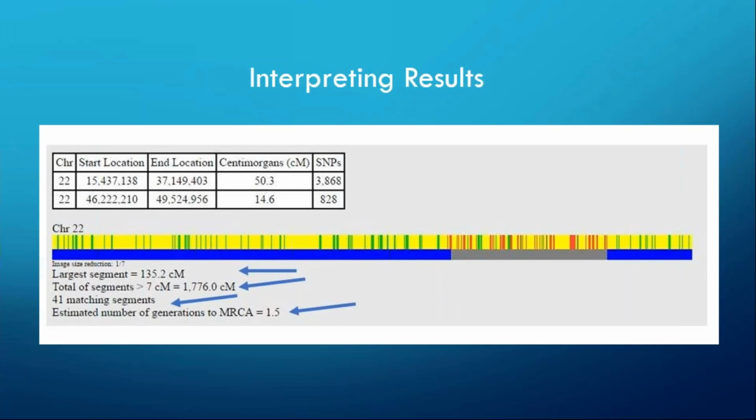If you scroll all the way to the bottom, it summarizes all the results for your match with that person. In this case, it says that the largest segment shared between the 2 people being compared is 135.2 centimorgans. The total of centimorgans, and they're only looking at the centimorgans that have at least 7 centimorgans, but these 2 people share 1,776 centimorgans. 41 of them are matching, and the estimated number of generations to the MRCA, which means most recent common ancestor, is 1.5.